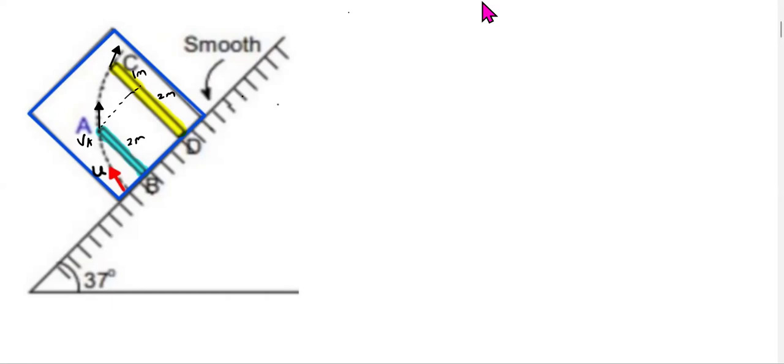Then the distance from A to C is 3 meters. The separation between the tops of the plates is given as 3 meters. So AC is given as 3 meters, AB 2 meters, CD 3 meters. So we know this distance also. So we will draw that triangle. This is given 3 meters. We'll have that triangle.